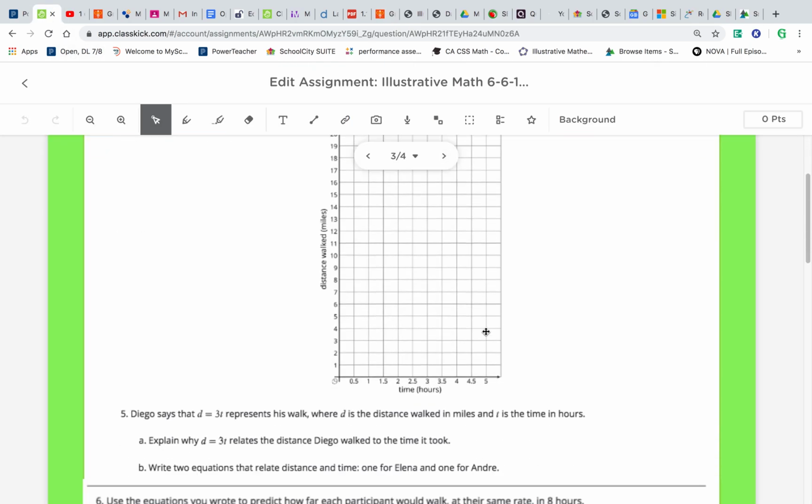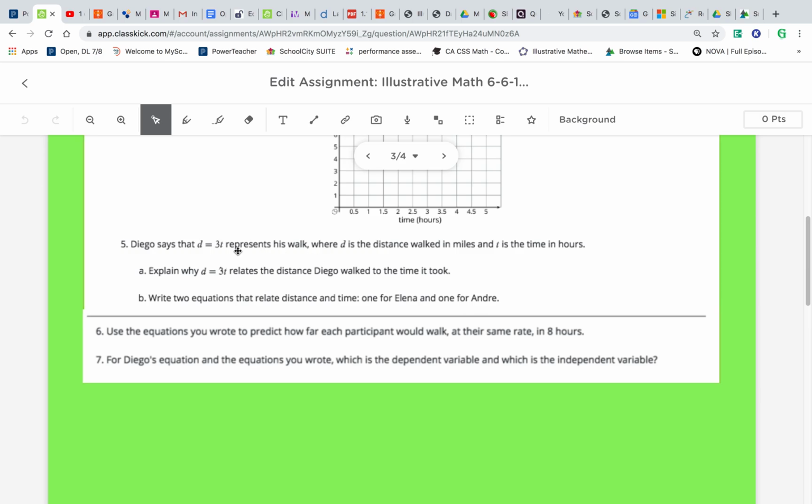Okay, so let's look at some more items here. Diego says that d equals 3t represents his walk, where d is the distance walked in miles and t is the time in hours. This is correct. He is correct. They want us to explain why d equals 3t relates the distance Diego walked to the time it took.